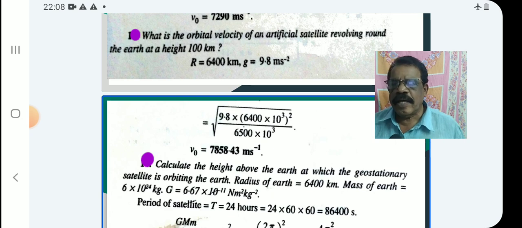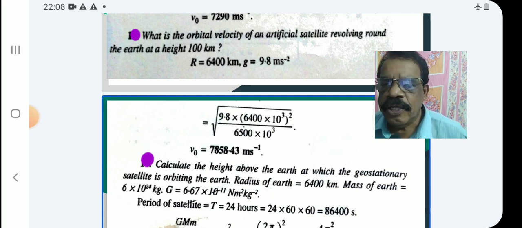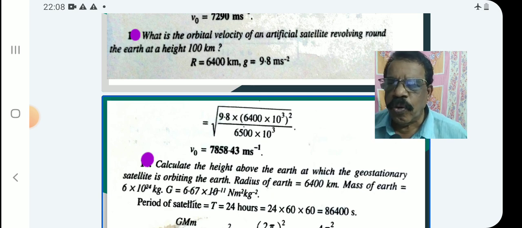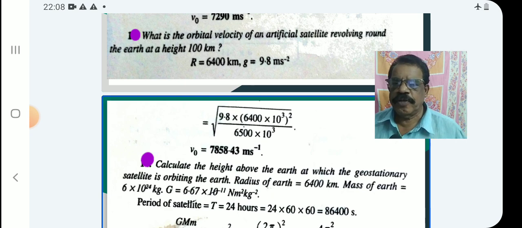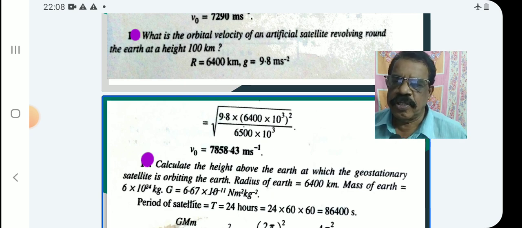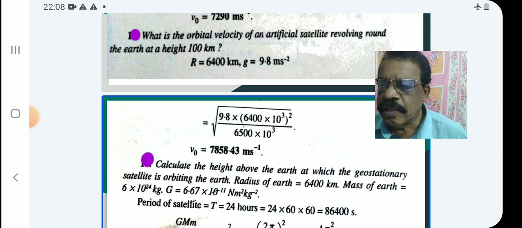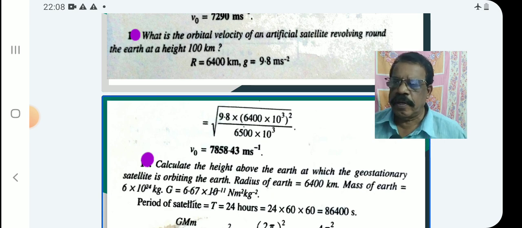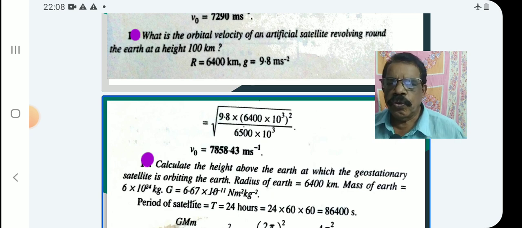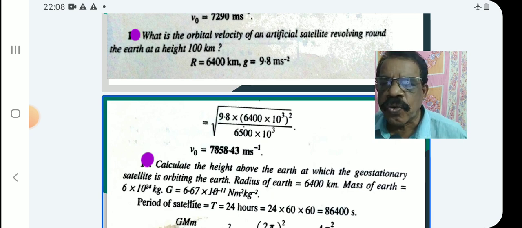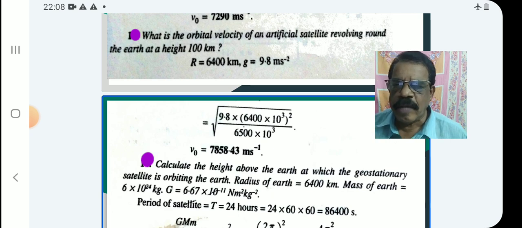So the formula is root of g capital R square by small r. You remember the formula: VO is equal to root of GM by small r. Small r is capital R plus h. And capital GM is small g into capital R square. We have studied small g is GM by R square, so GM we get gR square. So the formula we can write as root of gR square by small r.